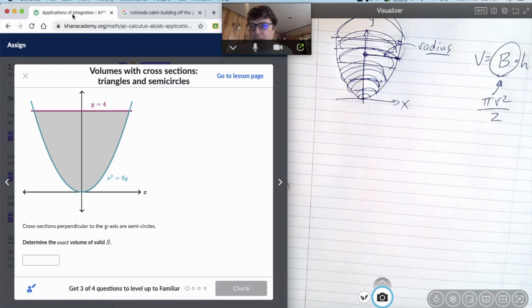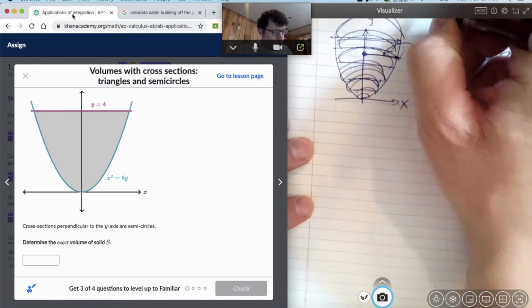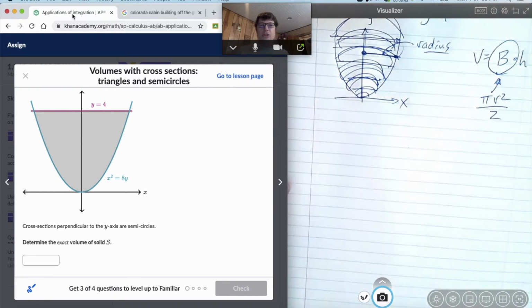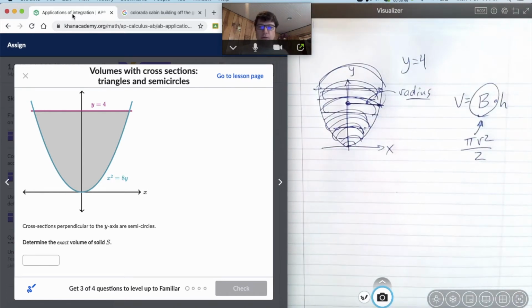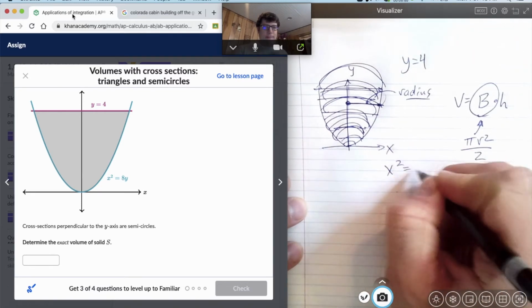I'm also looking at this and noticing it says y equals 4. So we're writing the function in terms of a y value. And then we're also writing this other one, x squared equals 8y.